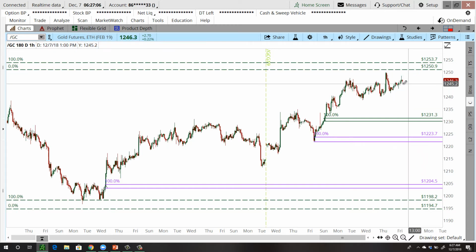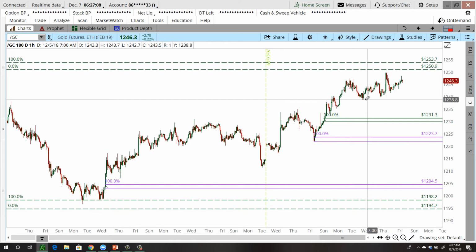Now, as it does come back out, though, where's my next level of demand? Well, none of these are quality demand levels until down here at 1237. So 1237 ultimately would be my first target on that level, as I'm risking about 4 points to make around 13 in that setup.